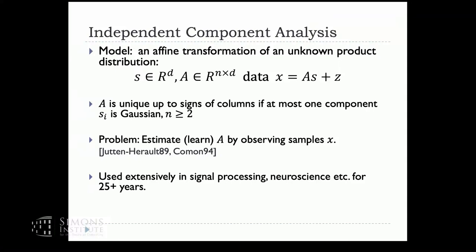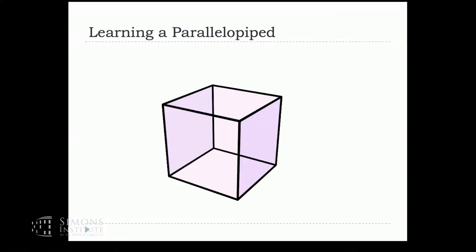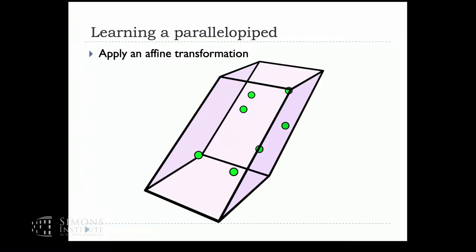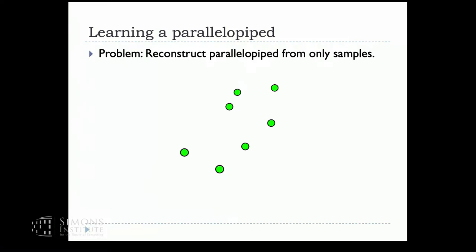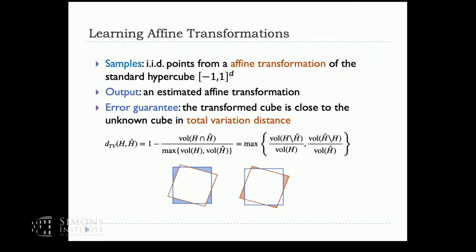It's used all over the place. It was introduced independently many years ago. So there are many attractive heuristics that perform quite well in practice. So here's what it looks like vectorially. There's a cube. We start with the cube. So that's a product distribution, uniform on unit intervals. And there's a sample. But you don't see that. You see an affine transformation of it. Okay. So what you see is that, and you'd like to figure out what the transformation was. Okay, that's the problem. Good.